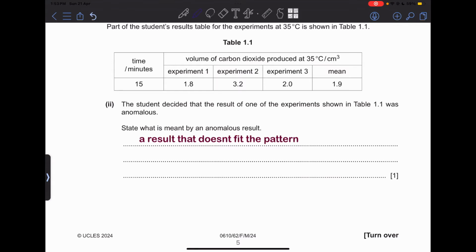So, for example, over here we have 1.8 and then suddenly there is a 3.2. This is, of course, not fitting the pattern. Over here there is 2, and then there is the mean, which is 1.9. So what they did was actually exclude the result that is anomalous, because how are you getting 3.2 when the range is from 1 to 2, for example? So this is a result that doesn't fit the pattern.